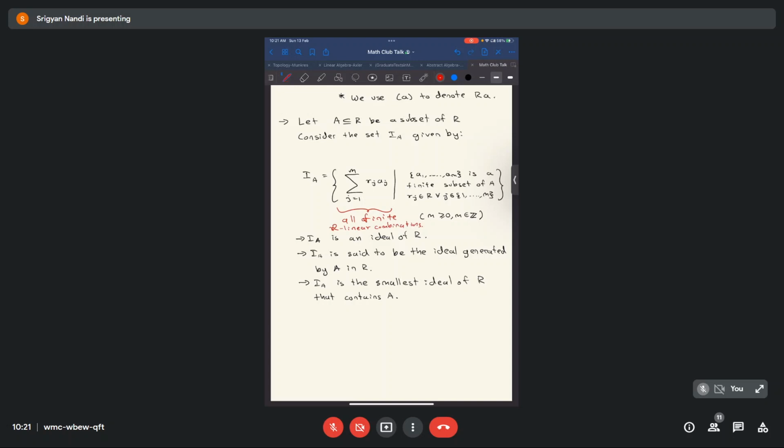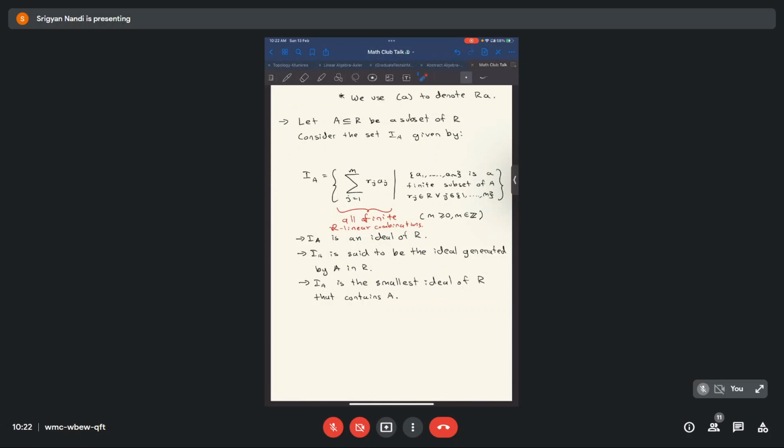And this set of all the finite R linear combinations, we give it the name I subscript A. And then we have the following theorem. We have that I_A is indeed an ideal of R. So the intuitive definition that we have given for an ideal to be generated by a set is indeed an ideal. The proof of this is elementary, and I_A is said to be the ideal generated by the subset A in R. And also incidentally, as we would expect, I_A is the smallest ideal of R that contains A.